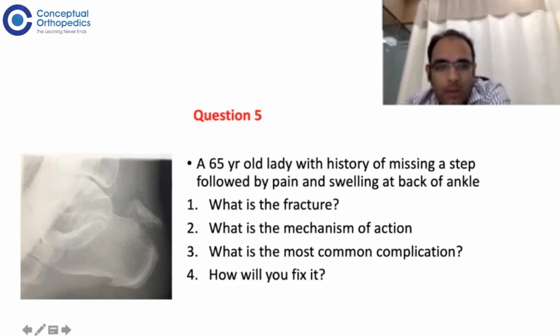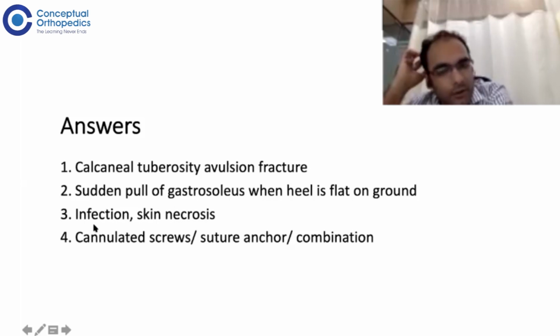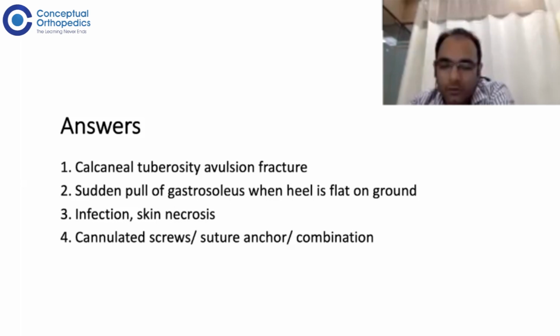So, talking about the key, this is a calcaneal tuberosity avulsion fracture. We can also include an extra-articular type of calcaneum fracture in this case. The mechanism is a sudden pull of the gastrosoleus when the heel is put flat on the ground. The complications are skin necrosis and infection, and the surgical fixation of choice would be either cannulated screws, a suture anchor, or a combination of both.